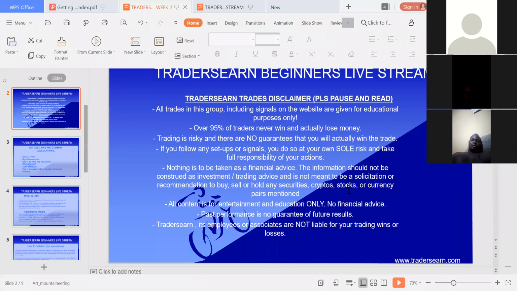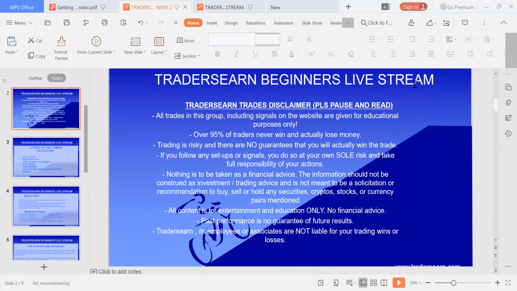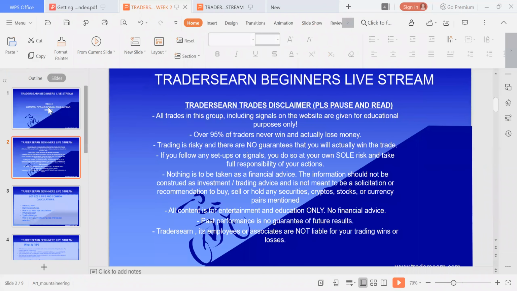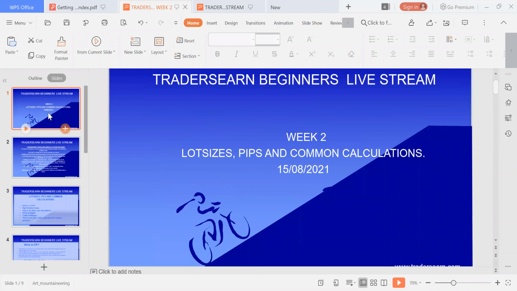I believe you can all see my screen now. I believe you can see my screen. Somebody should please confirm that using the chat box. All right. You are welcome once again.